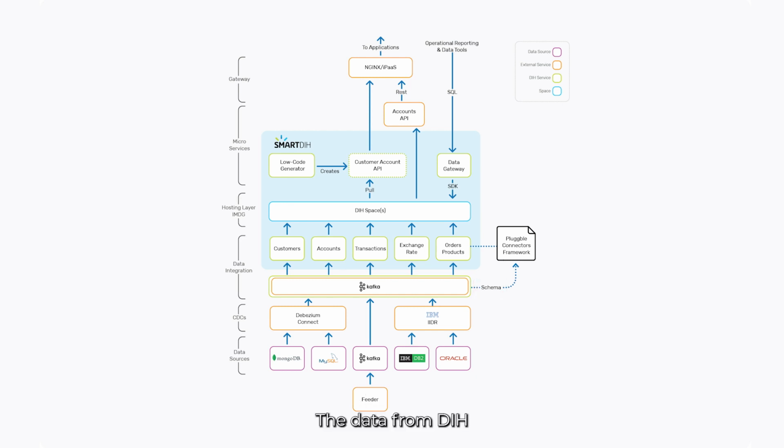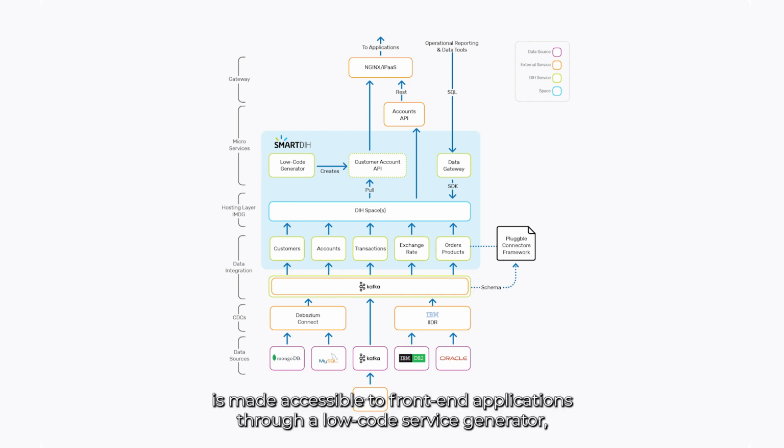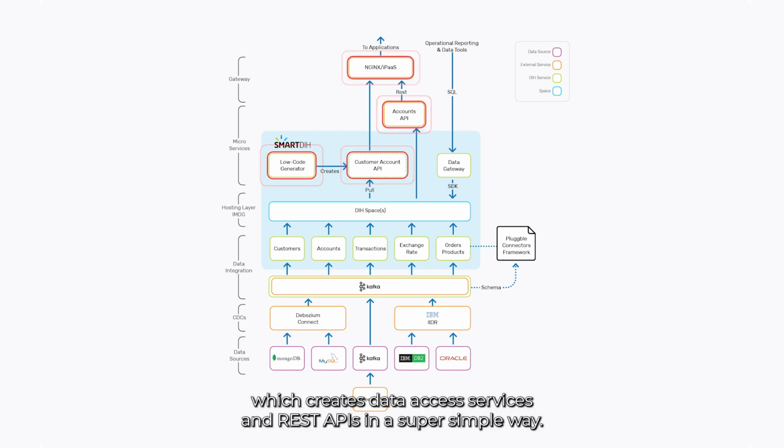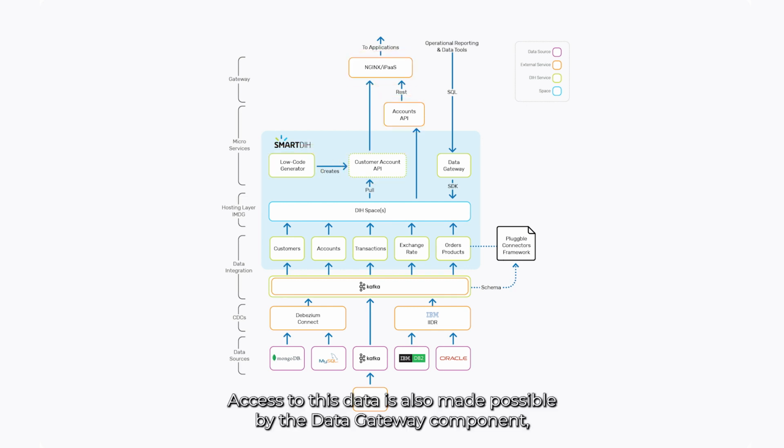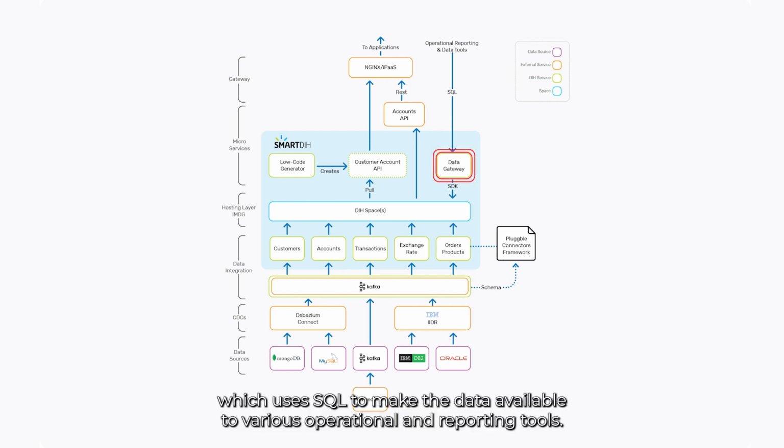The data from DIH is made accessible to front-end applications through a low-code service generator, which creates data access services and REST APIs in a super simple way. Access to this data is also made possible by the Data Gateway component, which uses SQL to make the data available to various operational and reporting tools.